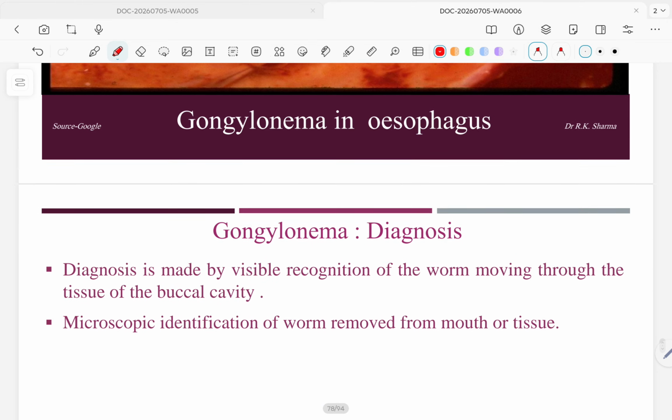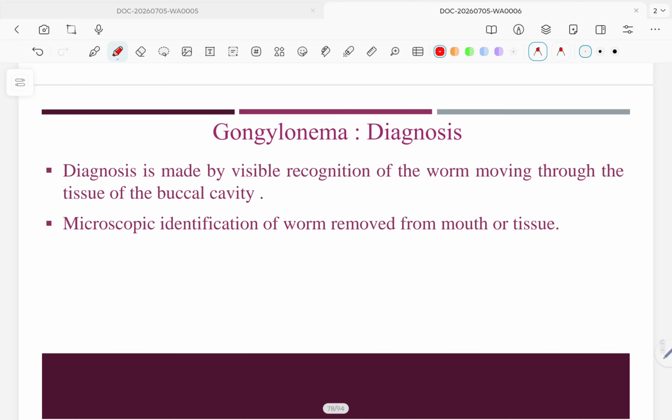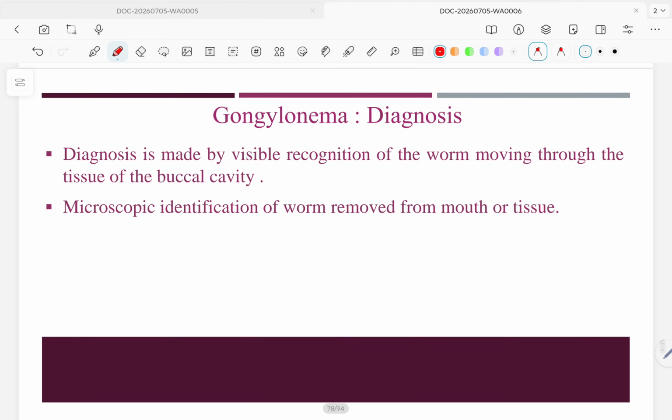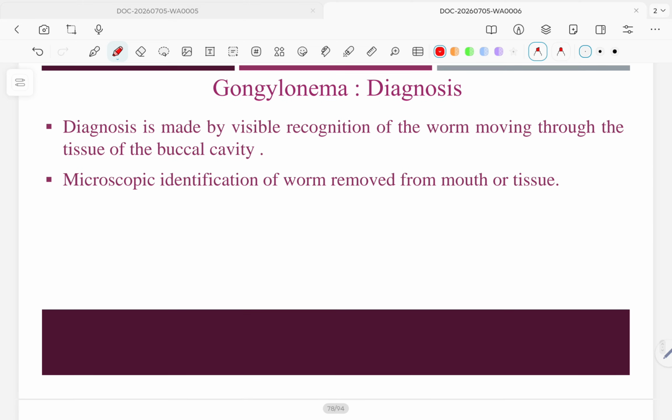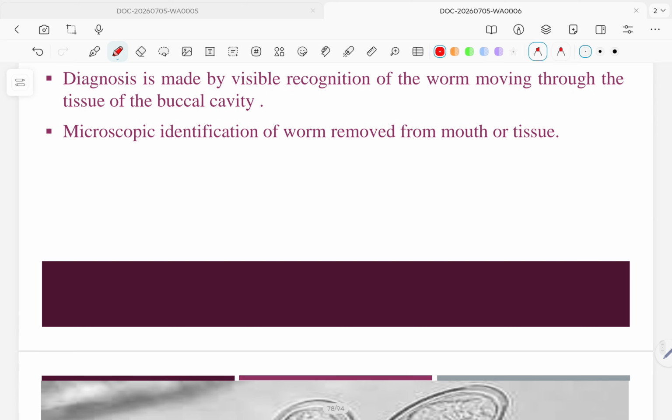Gongylonema diagnosis. Diagnosis is made by visible recognition of the worm moving through the tissue of the buccal cavity, and microscopic identification of the worm removed from the mouth or tissue.